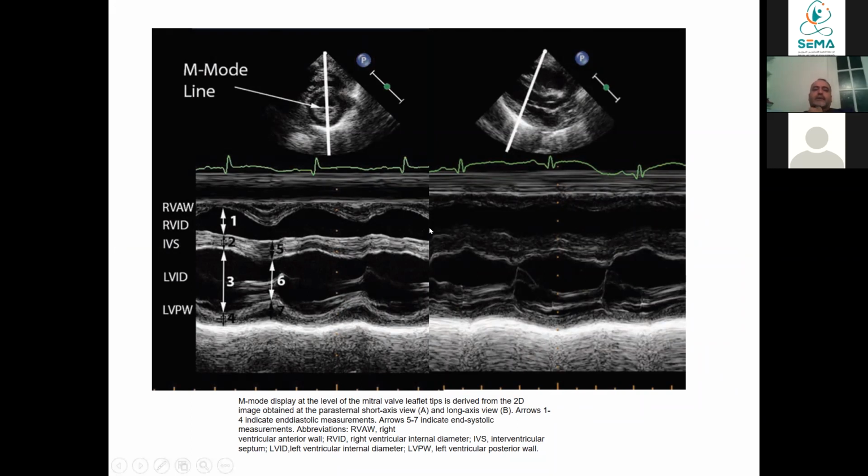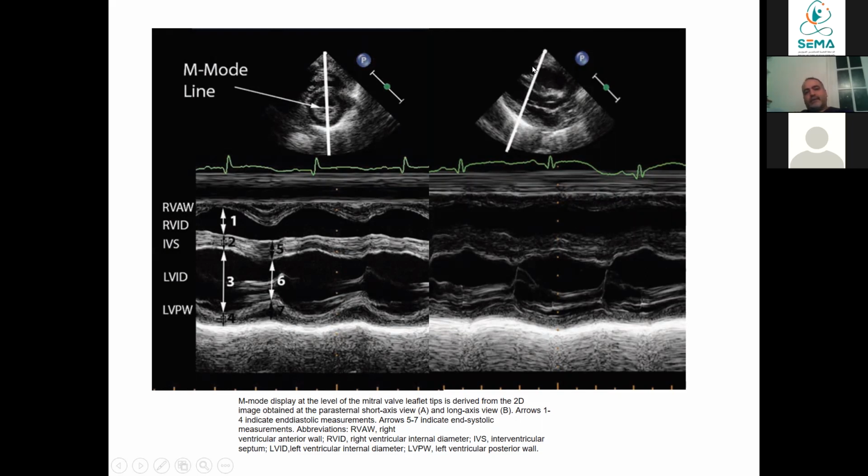Here, how to get the M mode and how to calculate the ejection fraction. Ejection fraction is very important in dilated cardiomyopathy and hypertrophic cardiomyopathy. So in both, you will generate M mode, take the measurement, and the machine will calculate the ejection fraction for you. You can do it in short axis, as you see here, or from long axis, but the cursor should be optimal.